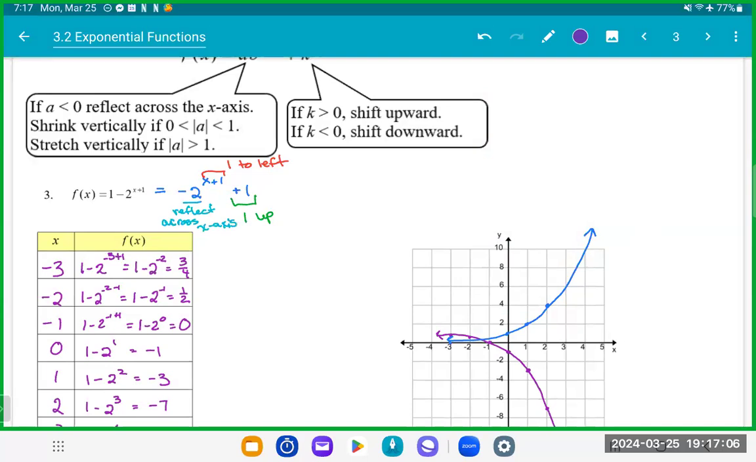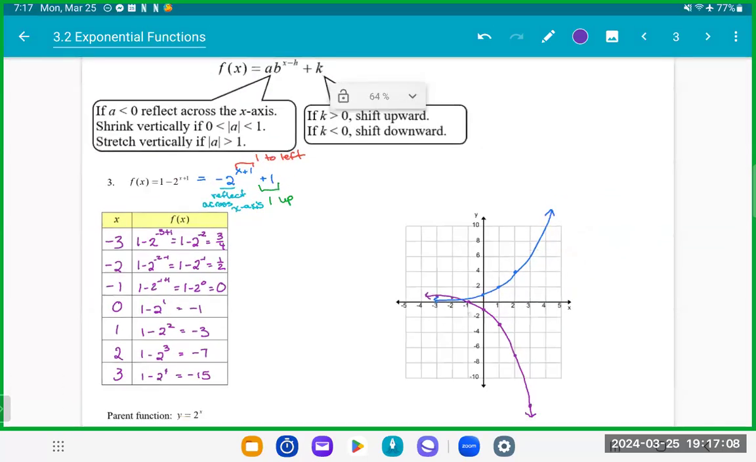Okay. And so when we look at that transformation, our blue one is our parent. We've shifted it down 1 unit. We've shifted to the left 1 unit, and we've reflected across the x-axis. Okay. Questions?